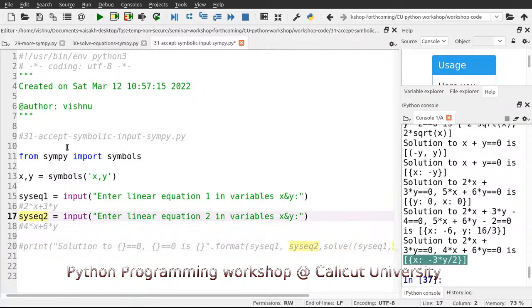Now the problem is that, as I told previously, the input is actually taken as a string. Even though we are giving the input as 2 star x plus 3 star y, that will be treated only as a string. Now we need to convert that into a symbolic Python expression. Our work is actually to convert that into a symbolic Python expression.